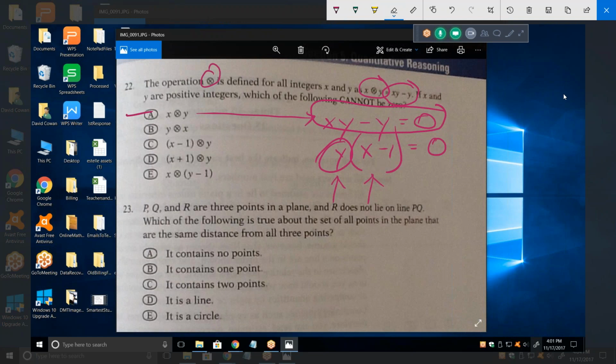Now, the second one. Remember, they're asking us which cannot be 0. So the answer is not A. You just set it equal to 0. What is B going to be? Well, based on the definition, whatever number on the left goes there, whatever number to the right of the star goes there. So y star x would be y times x minus x.